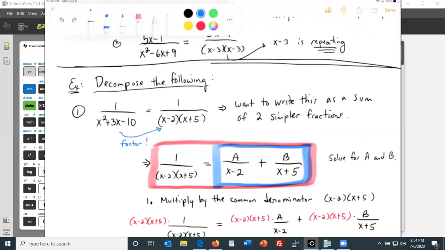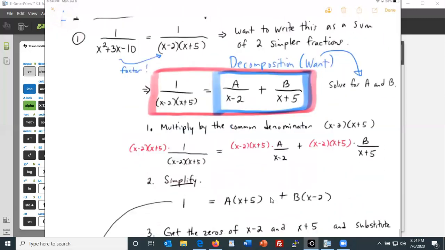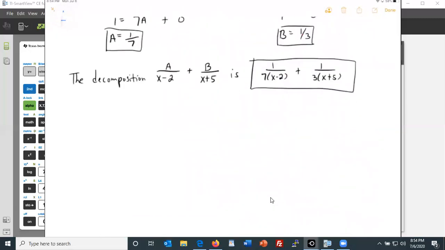So the part in blue is the decomposition. That's what I want. And as a result of that, I have to solve for a and b, and then I come back and I plug them in, and I have my decomposition completed. All right, let's do another one.